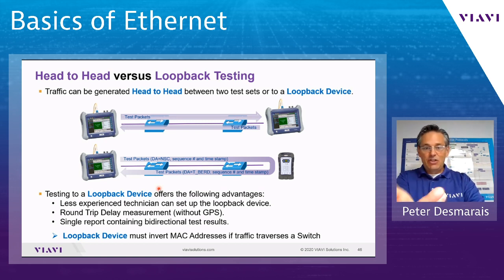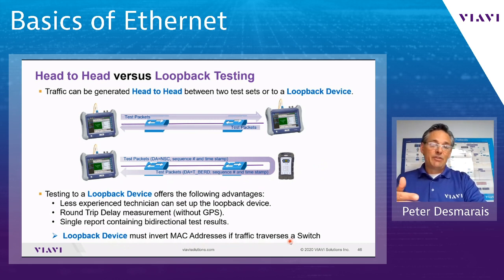So if you're sending it, just like in this diagram down below, we're sending the test packet. The destination address is our NSC. This is a Viavi NSC 100. We're sending that, it hits that, and now it sends it back. If that device doesn't invert it and tell it, hey, the destination address is a T-bird, it's going to still think that it's the NSC, and it's not going to be delivered. So one of the keys is the loopback device must invert the MAC address if traffic goes over a switch.